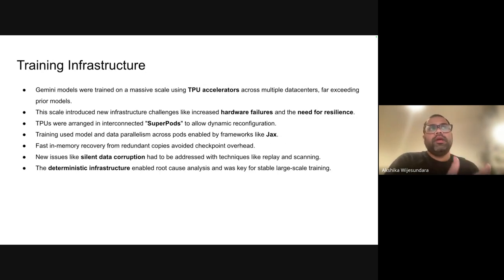They also mentioned deterministic infrastructure, so they can do root cause analysis even before certain problems arise. Deterministic problems, not stuff that happens randomly. So yeah, this is an interesting section of the paper, and I highly recommend that you read it when you've got some time.